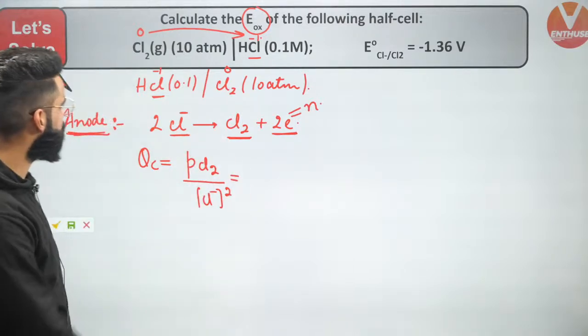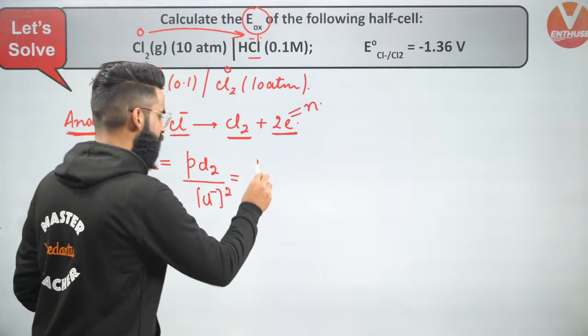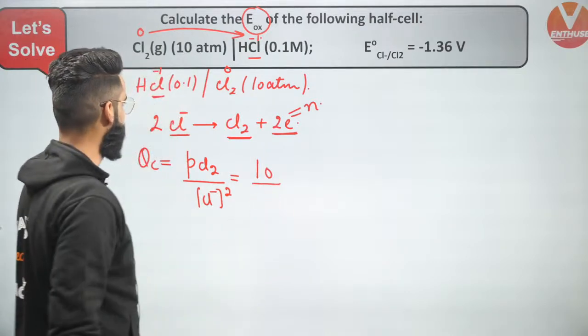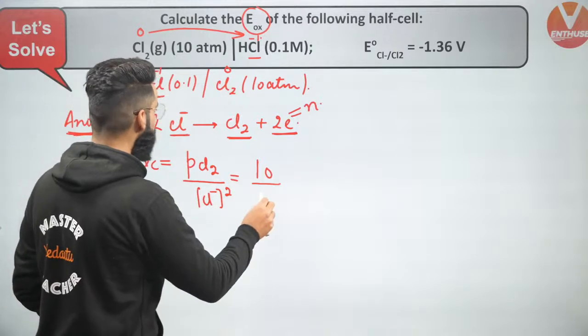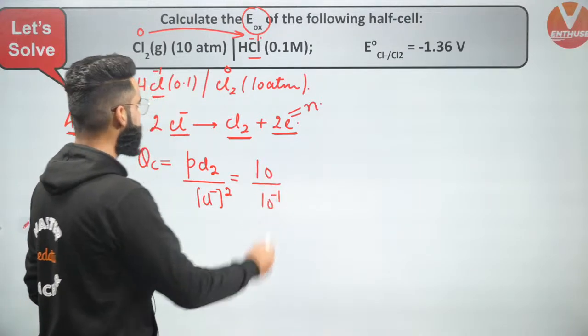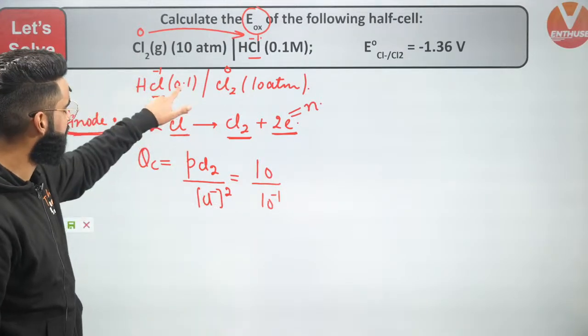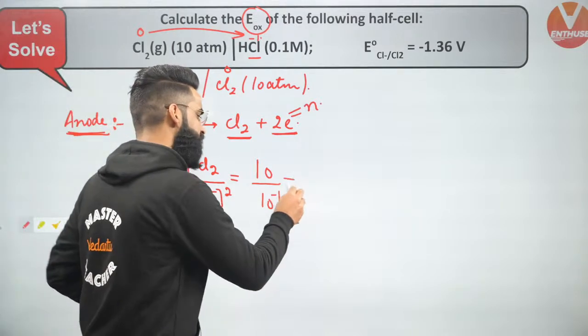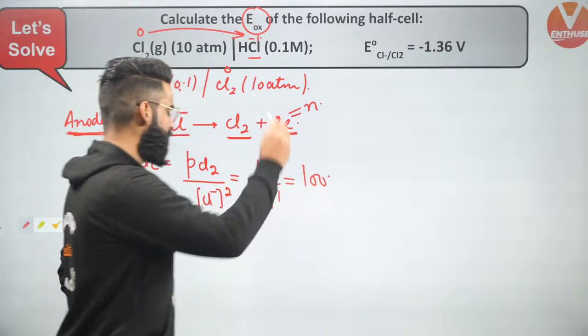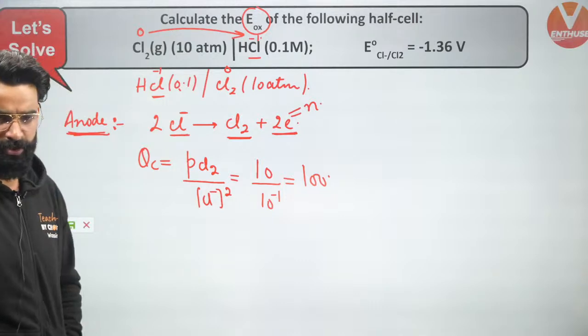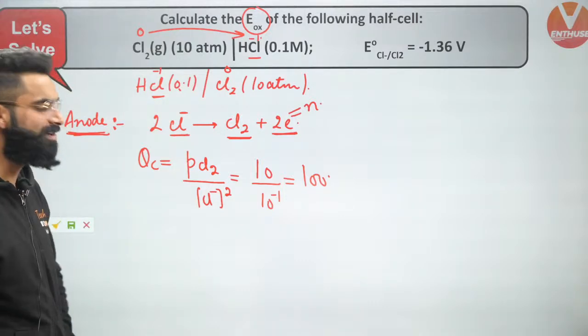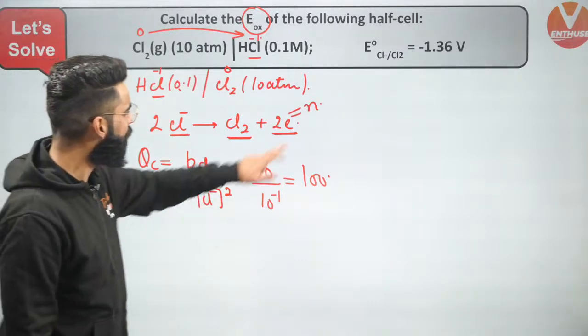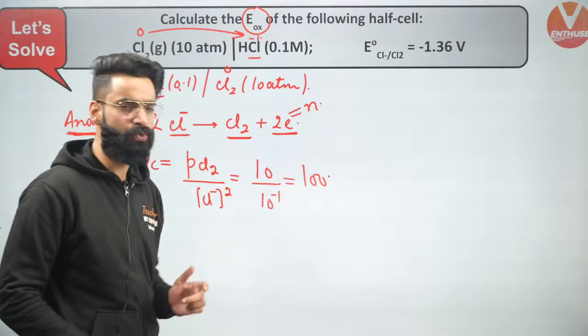What is the partial pressure of Cl2 which is given to me as per question? It's going to be 10 atm divided by. What is the concentration of Cl negative? It is simply 10 power minus 1, 0.1. It's going to be 100 right here. So can I say I got the expression for QC, I got the QC value right here as 100. Yes, people, I got the value of N, I got the value of QC.